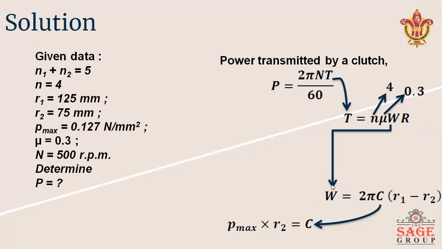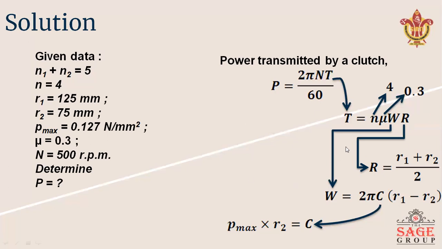Now substitute the value of W in the torque transmitted by the clutch. Now we have to calculate the value of capital R. This is the mean radius. In case of uniform wear theory, the mean radius is equal to R1 plus R2 divided by 2. So we have the values of R1 and R2, and we can easily calculate the value of capital R and substitute it in the equation for torque transmitted by the clutch. And now we have the value of torque transmitted by the clutch.